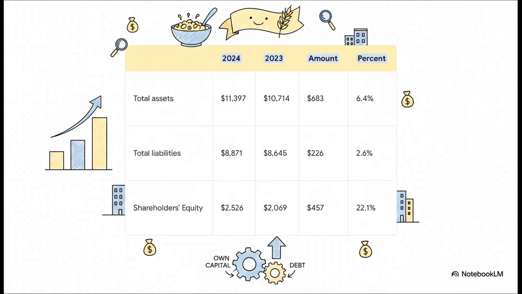Let's make this real with our example, Whitby Cereal Company. So take a look at these numbers. We're comparing 2024 to 2023. You can see total assets went up by 6.4%. That's pretty solid growth. But here's where the real story is. Look at how they paid for that growth. Total liabilities, they only went up by 2.6%. But now look at shareholders' equity, a massive 22.1% jump. What does that tell you? It's telling us that Whitby is funding its growth not by taking on more debt, but by using its own capital and profits. That's a sign of a company strengthening its financial footing, which is exactly what you want to see.